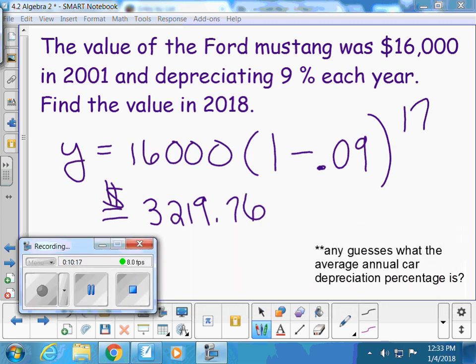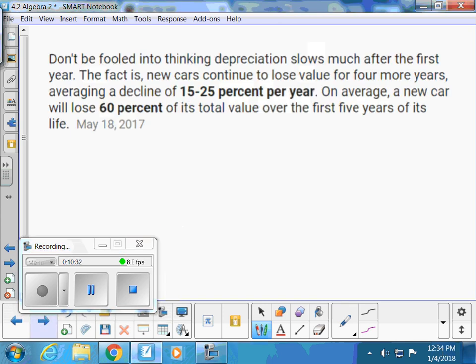And just for fun, this car was depreciating 9%, but do you have any guesses what the average depreciation is? Like per year. What percent per year a car would lose its value? Because I Googled it. 12%. So it's higher than that. In the first year, it's actually 60%, because when you drive it off the lot, that's when it first loses the most value. And then after that, it's between 15 and 25% per year. I find that crazy.